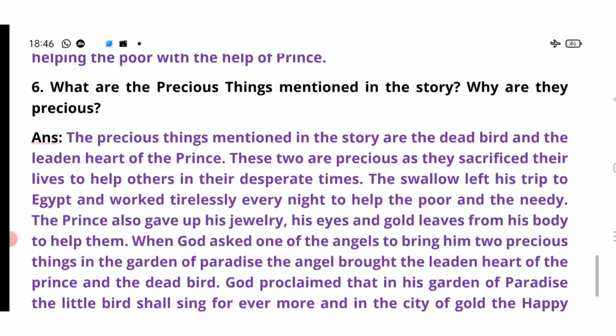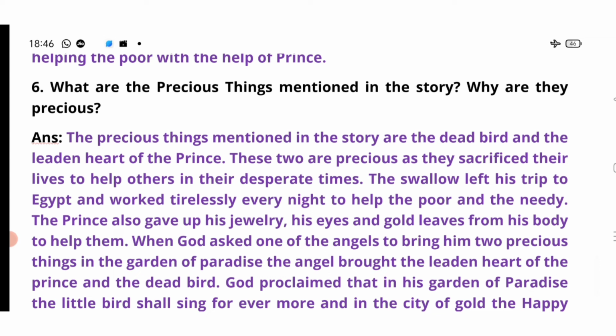6. What are the precious things mentioned in the story? Why are they precious? The precious things mentioned in the story are the dead bird and the leaden heart of the prince. These two are precious as they sacrificed their lives to help others in their desperate times.